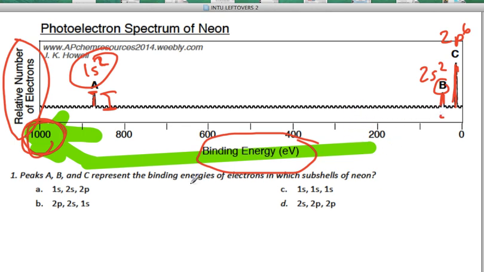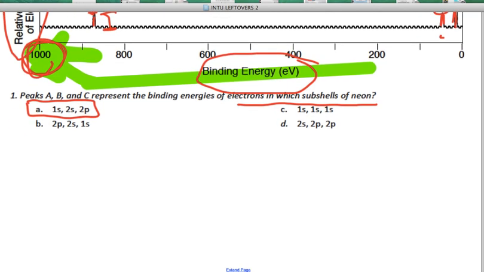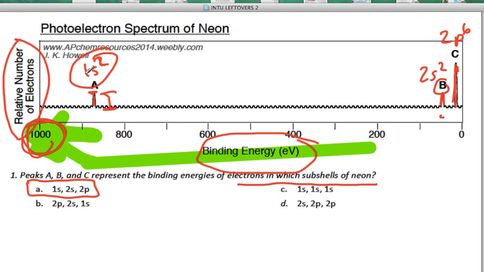So they asked me, peaks A, B, and C represent the energy of electrons in which subshells? Well, A is going to represent 1s, B is going to represent 2s, and C is going to represent 2p. So that would be the correct answer, and it represents neon. You know it's a sample of neon, you can tell by the height. You should be able to maybe even spot what the element is. Just start numbering from the highest, 1s2, that would tell you that's the height of 2 electrons.